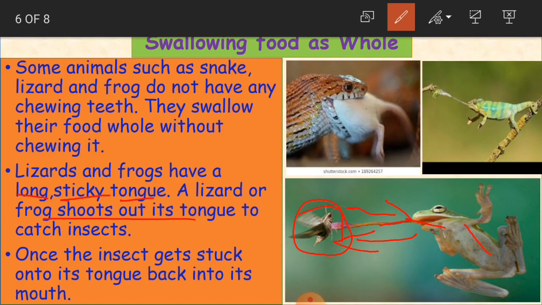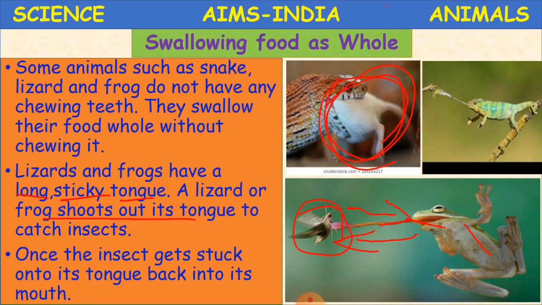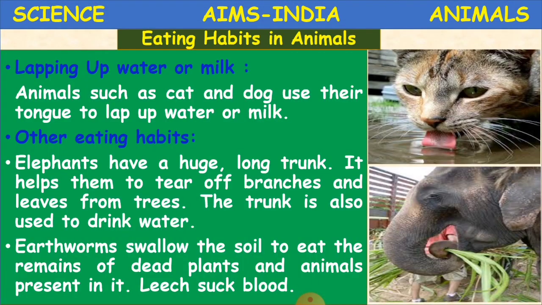Okay children, so this is how they eat. This is swallowing food as a whole. As a whole, what is it? It takes the animal or whatever food is there as a whole, without cutting it or tearing it. Clear, children? So this is swallowing the food.